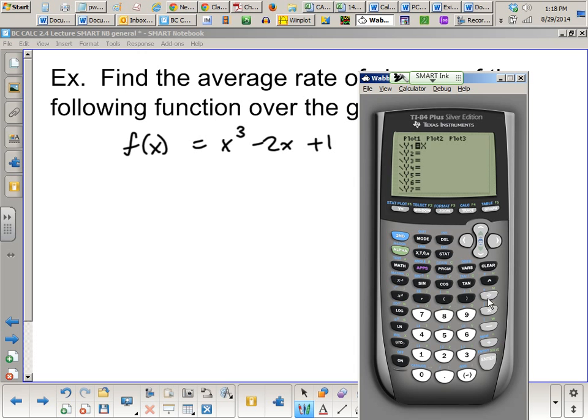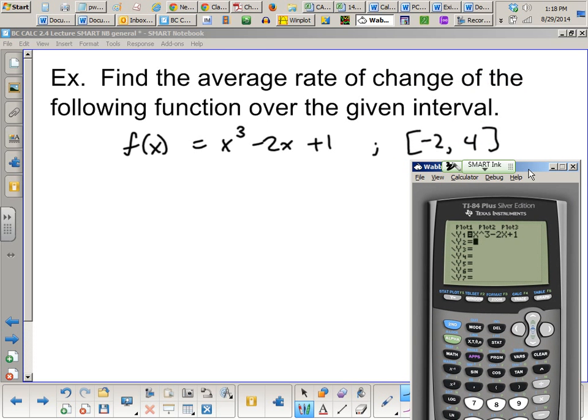All right, let's enter the function. So it's x to the third minus 2x plus 1. Okay, and then you can graph it. So right now I have my window set for a pre-calc problem, so my window's not real good.